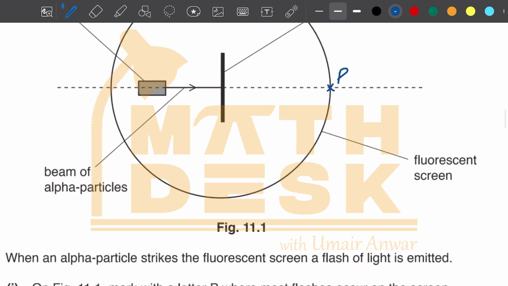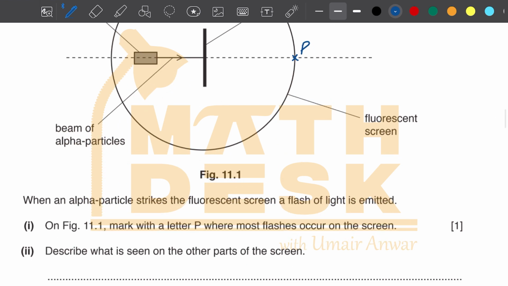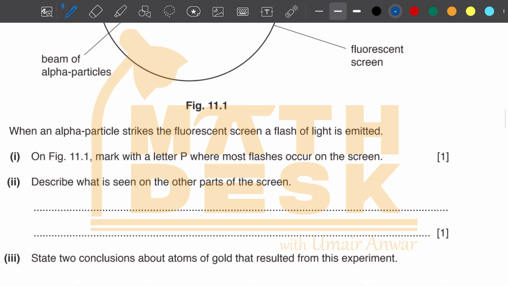Describe what is seen on the other parts of the screen. So on the other parts of the screen, we see a very small number of flashes or fewer flashes. Most of the flashes were right behind the foil.